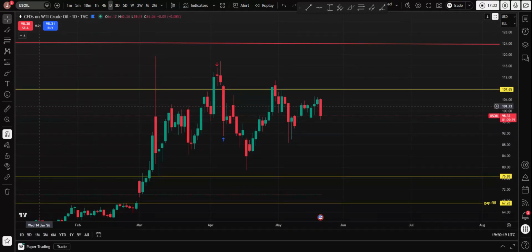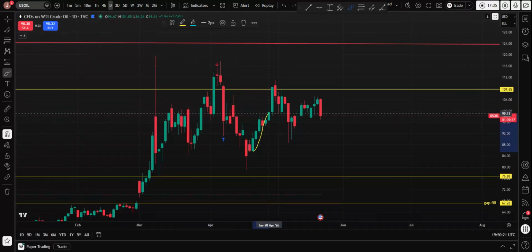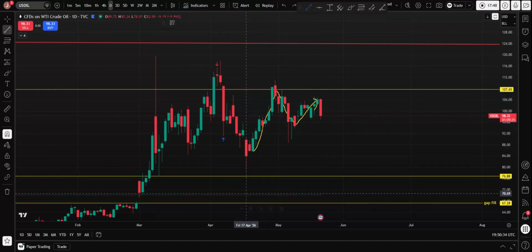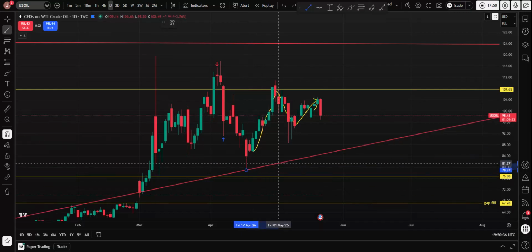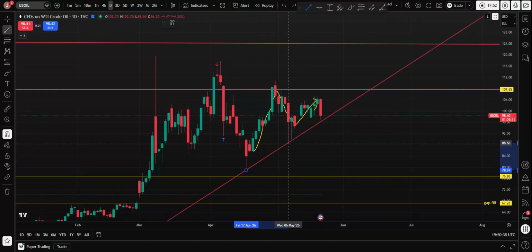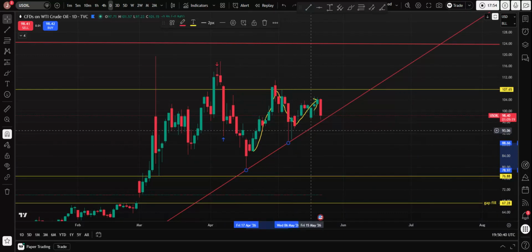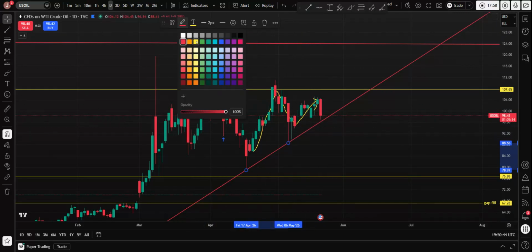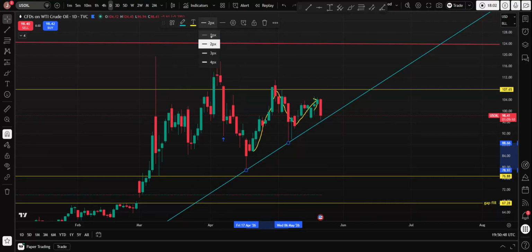So here's a possible bull flag: up move, sideways consolidation right here, and we're now moving up. So that's a possibility, and we're holding support right here if you connect this trend line, this low of April 17th, and this low right here on May 6th. You can see how you're holding support here. So that's technical support in the short term. I'm going to put that as yellow, or let's do blue this time because we have multiple lines here.